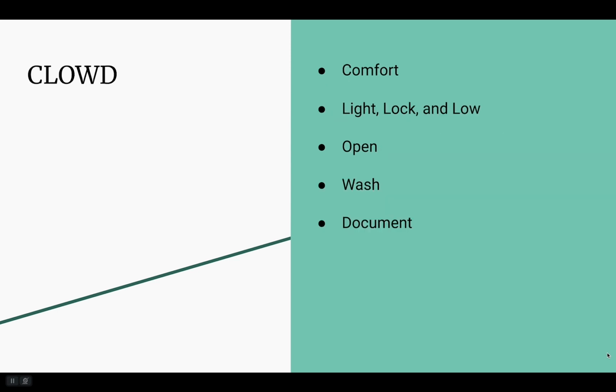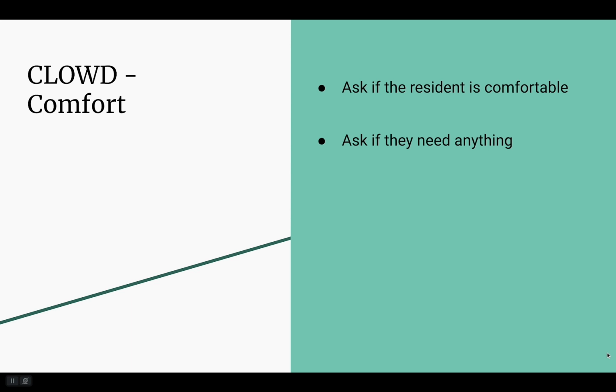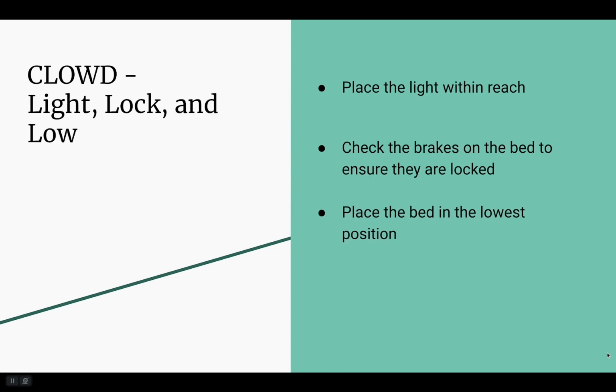After providing care to a resident, but before leaving the room, follow the CLOWD acronym. Comfort. Light, lock, and low. Open. Wash. Document. Comfort. Ask if the resident is comfortable, and if they need anything else such as tissues, water, TV remote, etc. Light, lock, and low. Place the resident's call light within reach so they can call for staff when they need assistance.